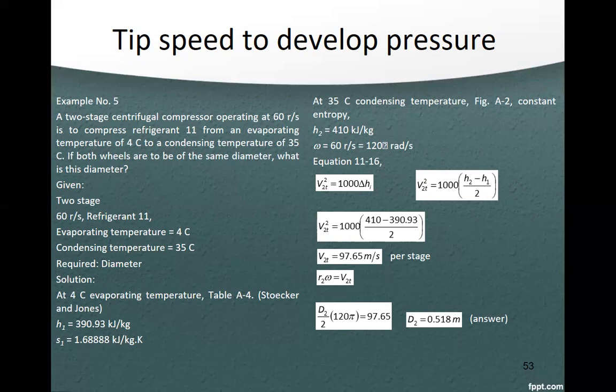Solution: at 4C evaporating temperature, table A8, Stoecker and Jones, h sub 1 is 1390.93 kilojoule per kilogram. S sub 1 is equal to 1.68888 kilojoule per kilogram per Kelvin. Then at 35C condensing temperature, figure A2, constant entropy, h sub 2 is equal to 410 kilojoule per kilogram. Omega is 60 revolutions per second or 125 radians per second.